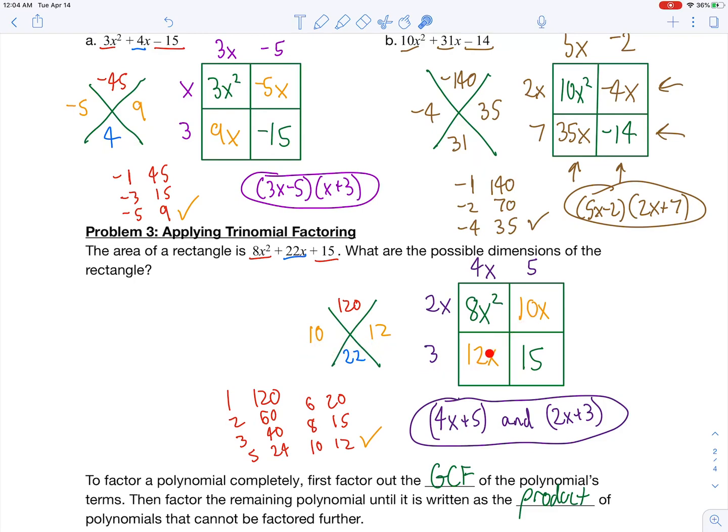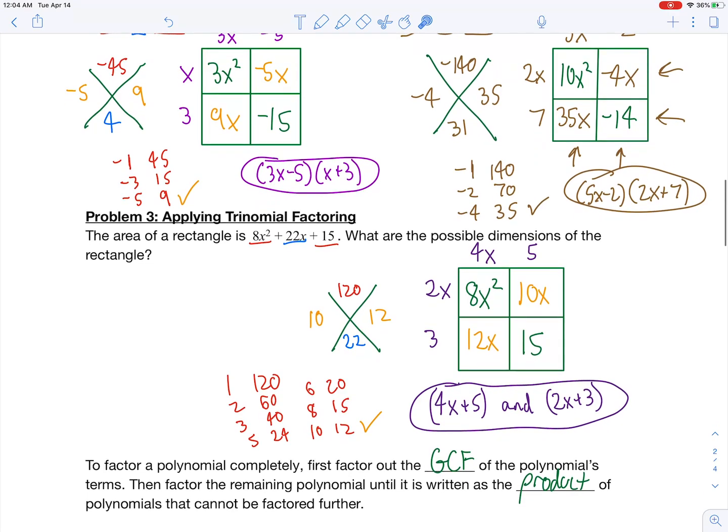Once I use that to fill in my box, I factor out my greatest common factors. And once I get the outsides of that box, that should be my solution. In this case, they're dimensions, so I didn't multiply them together. Just 4x plus 5 you could say is like a height, and 2x plus 3 you could say is like a length or like a base or something.